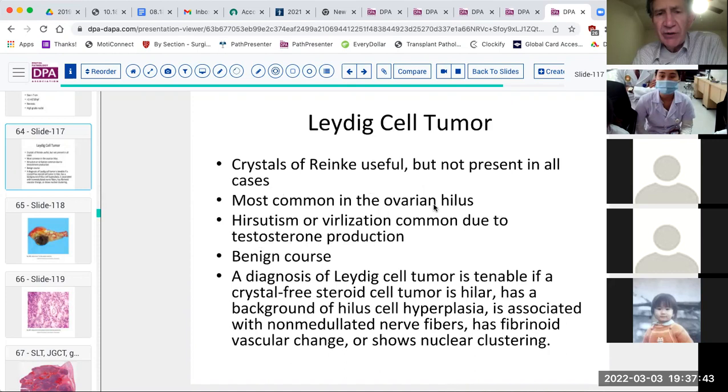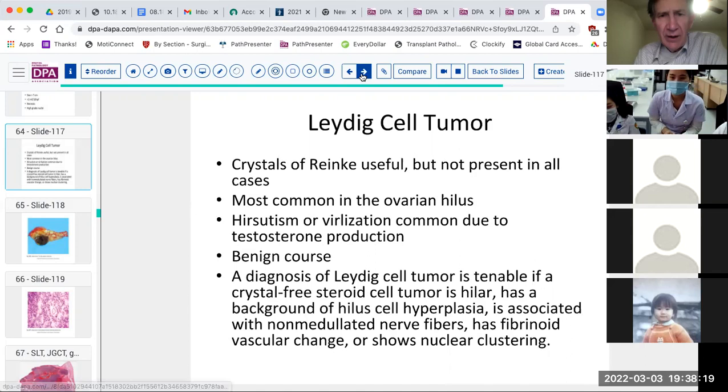Now, if you don't see crystalloids, what do you need to have? Well, hilus cell hyperplasia, non-medullated nerve fibers, fibrinoid vascular change or nuclear clustering. You know, these are all features that are more suggestive of Leydig cell tumor as opposed to steroid cell rest or steroid cell tumor.